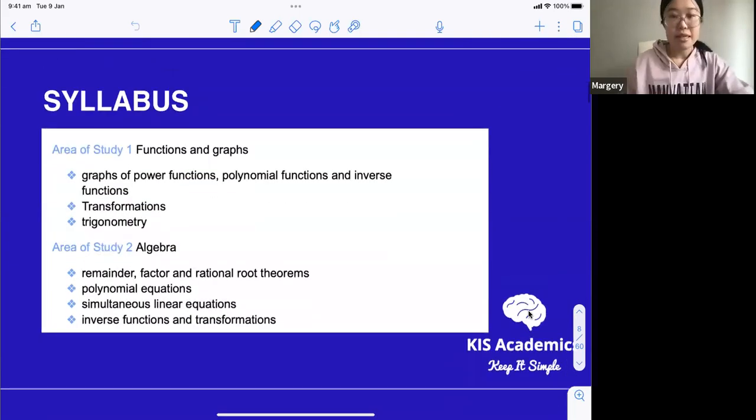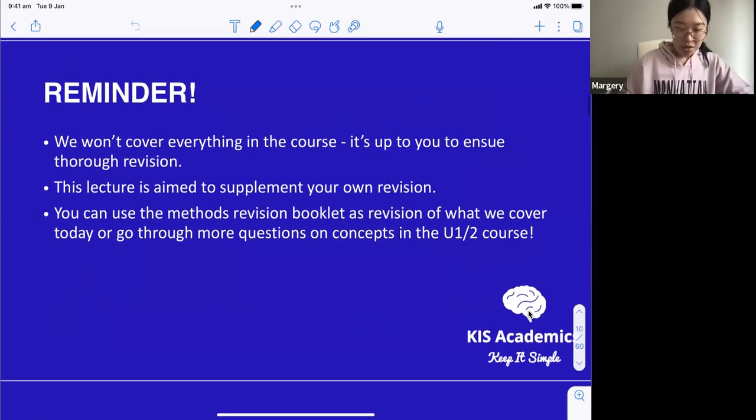The next few slides here are just giving a brief overview of the syllabus for Unit 1-2. We'll cover some of these in today's session, but anything we don't cover, you guys will have a booklet that you've been sent through to do a bit more revision if you want and have a go at some of those questions in there. As a reminder, this won't cover everything in the course, so you guys can do a bit of extra revision outside using the booklet if you want.